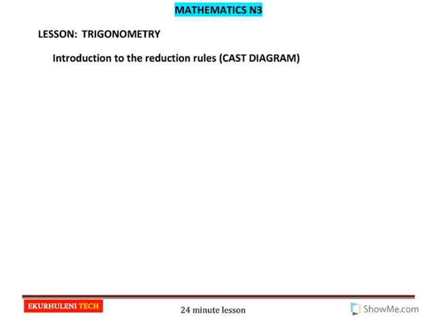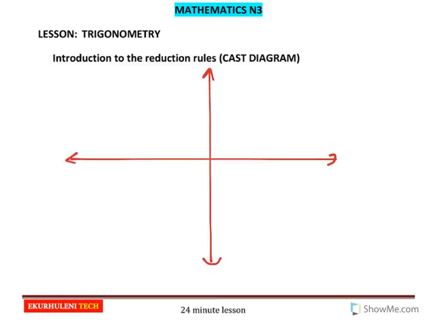Let us look at the first part, what we mean by the reduction rules. When we're talking about the reduction rules, there is a special diagram that I want to introduce to you. It is called the CAST diagram. Now, when you are given this kind of diagram, if you still remember, this is the y, this is the x, and this is a Cartesian plane. In this Cartesian plane, these are a few things that I always want you to remember.